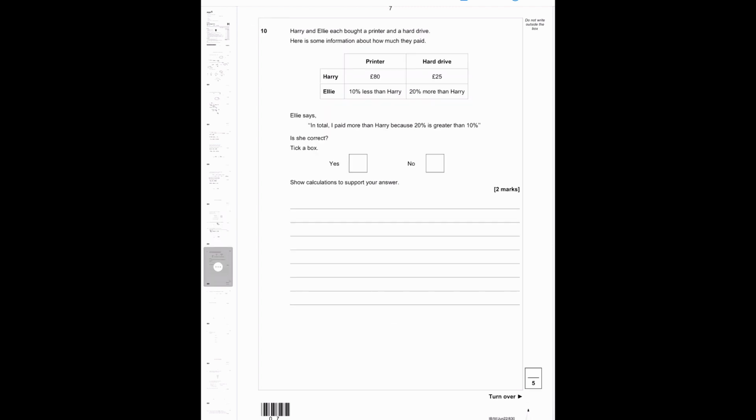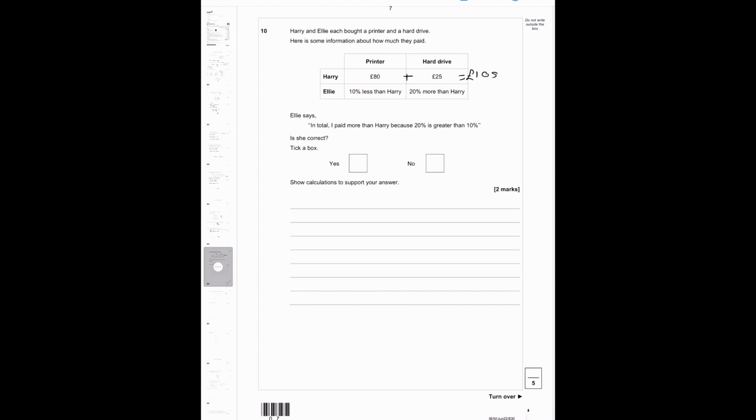Question 10 says Harry and Ellie each bought a printer and a hard drive. Here is some of the information about how much they paid. Ellie says, in total I paid more than Harry because 20% is greater than 10%. Is she correct? First of all, to work out how much Harry paid, we add the prices together and we get £105.